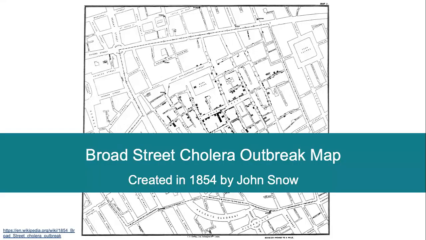So this is the Broad Street cholera outbreak map, which was created in 1854 by a gentleman named John Snow, not of the Game of Thrones variety. And this map is essentially an early dot map visualization. And so it's using, as you can see in here, hopefully, small bar graphs on various city blocks to mark the number of cholera deaths at each household within a specific London neighborhood, specifically the Broad Street neighborhood of London.